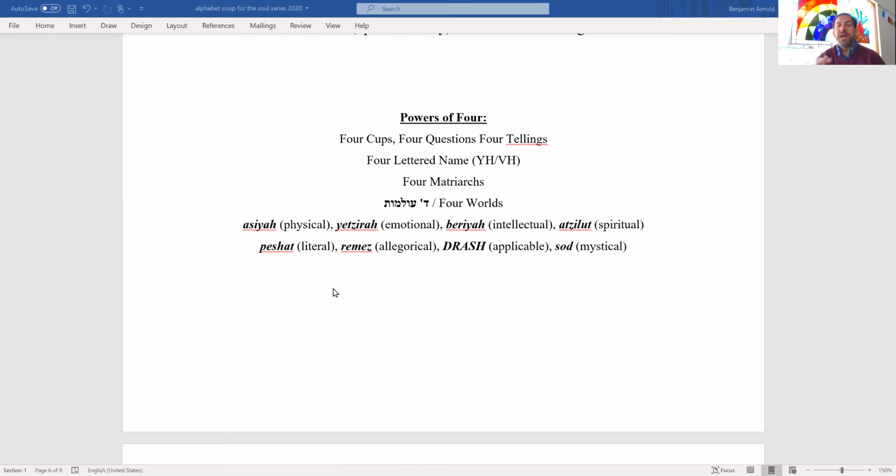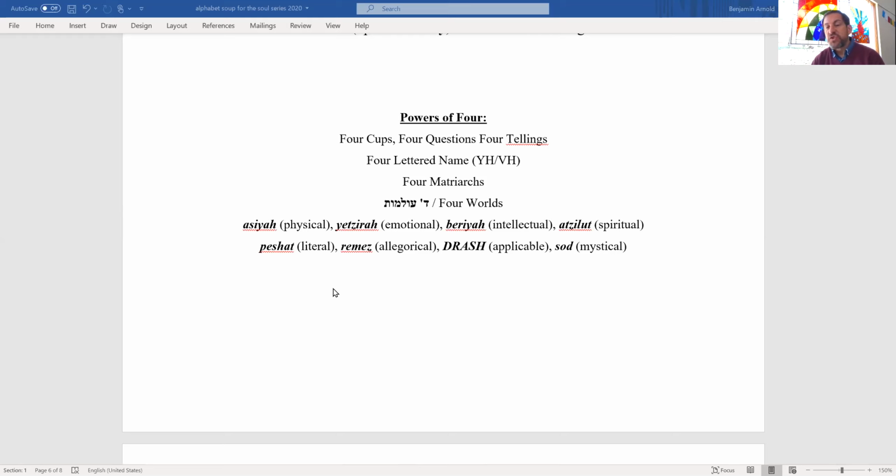A drash, and I translate it here as applicable, sometimes people translate it as homiletical, is the attempt to apply what we're reading to our own lives, or find connections between different passages or readings or words in the Torah, or between the Torah and our words. So drash is seeking out, literally seeking out a new meaning. And I highlight that with capitals because, of course, it begins with the letter Dalet, drash.